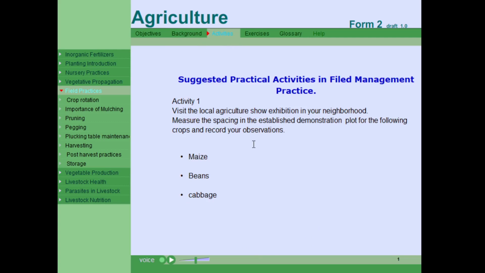Suggested practical activities in field management practice. Activity 1. Visit the local agriculture show exhibition in your neighborhood. Measure the spacing in the established demonstration plot for the following crops and record your observations: maize, beans, cabbage.